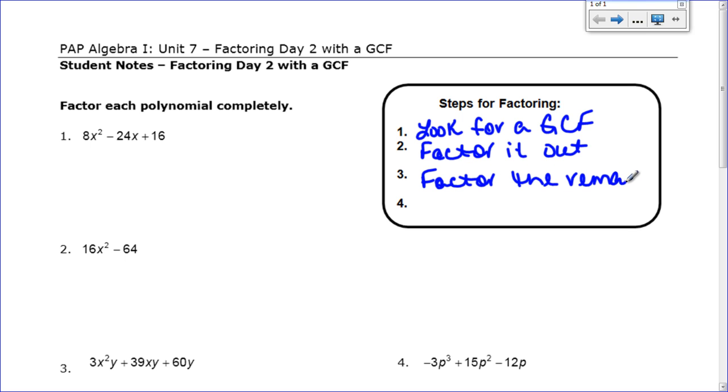So it looks like there is really room here for 4 steps, but there's only 3. We're going to factor the remaining polynomial if possible. It's not always possible. Sometimes once you pull out the GCF, you're done.